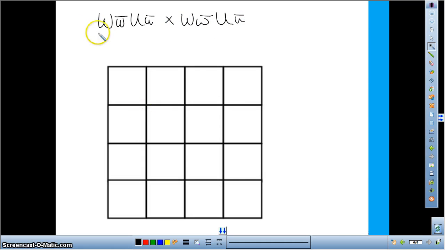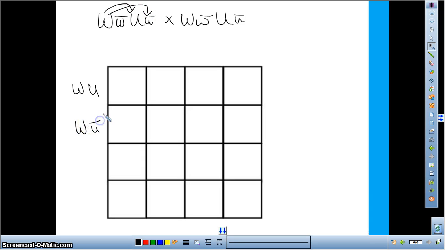We're going to do the same thing with putting the parents' information on the left side for the first one, the second one on the top. So the way that we look at this is the total possible combination. So when this goes through segregation in meiosis II, the big W and the big U could end up together. Or the big W and the little u could end up together.